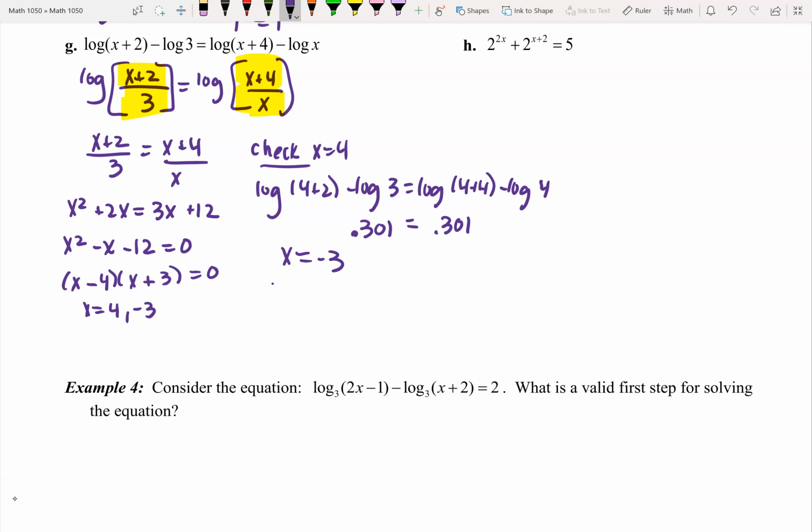X equals negative 3, so it's the log of, okay, it is, you're so funny, a negative. You're right, it is a negative.